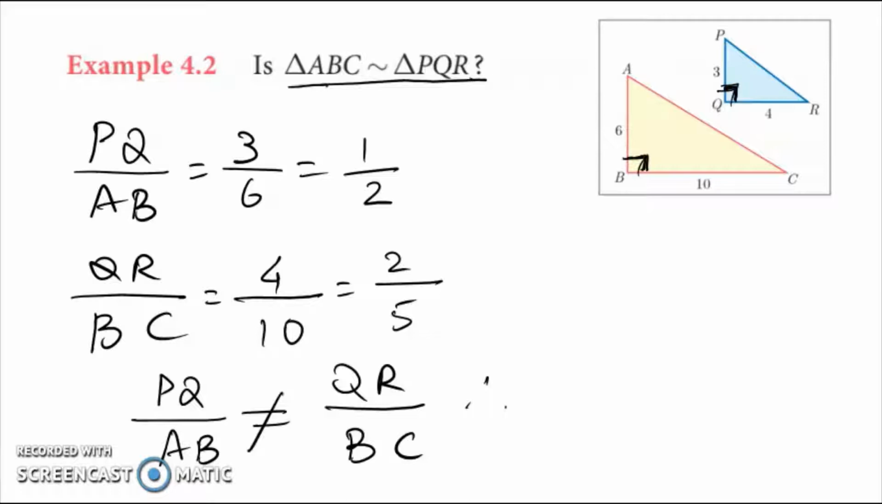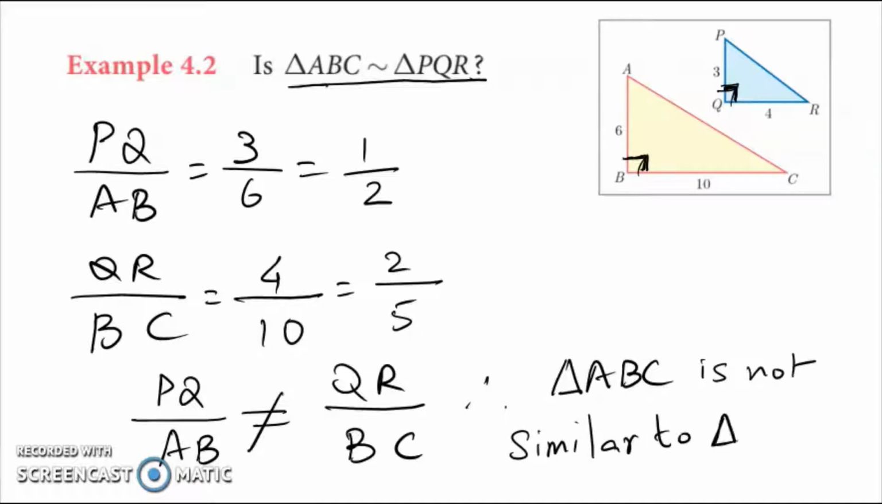Therefore, triangle ABC is not similar to triangle PQR.